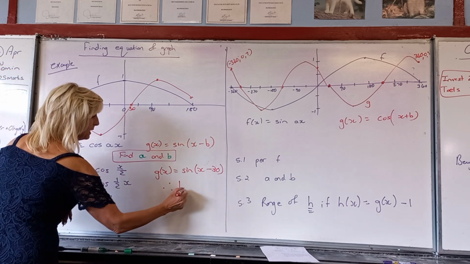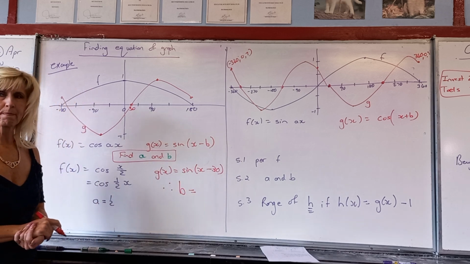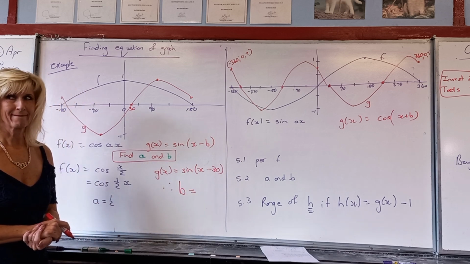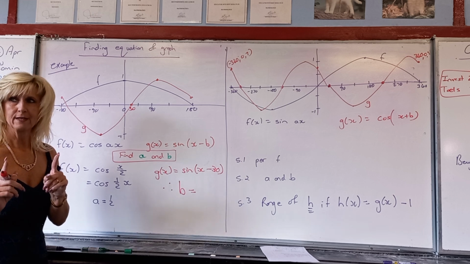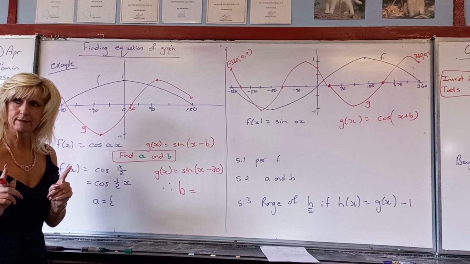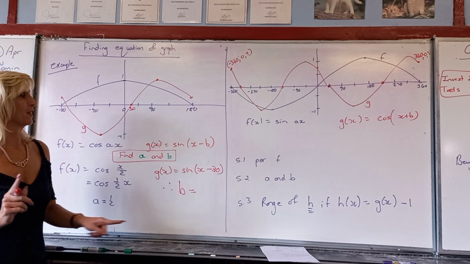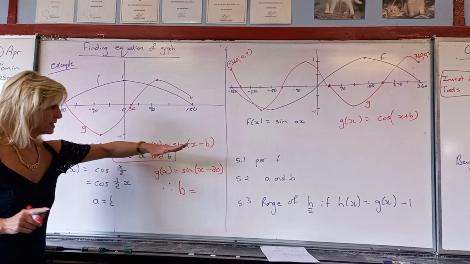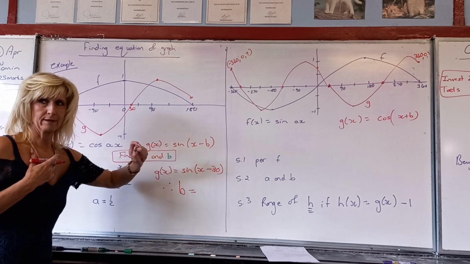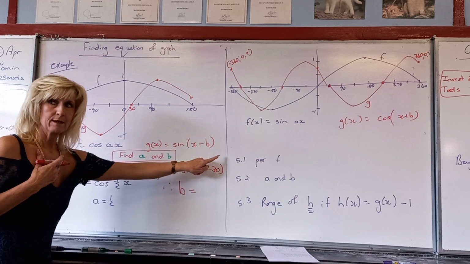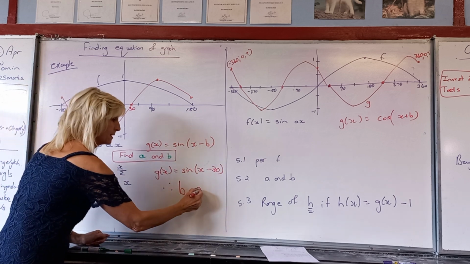Therefore, B must be? 30. I hear two answers, and I want to know why the one is not right. Is it 30 or negative 30? Negative 30. Why? Because the equation I gave you said x minus 30, so it's minus 30 and the B is 30.